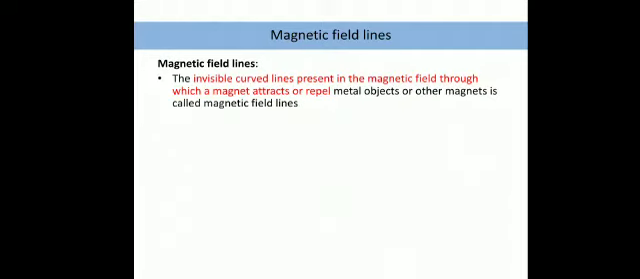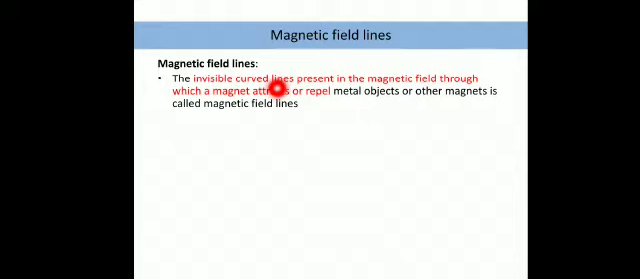What is a field line then? The invisible curved lines. Also remember, they are curved lines, not necessarily straight lines. They are the invisible curved lines present inside the magnetic field through which a magnet attracts or repels something. It could be a metal object, or it could be another magnet also. Invisible means they are present in the magnetic field, but we cannot see them with the naked eye.